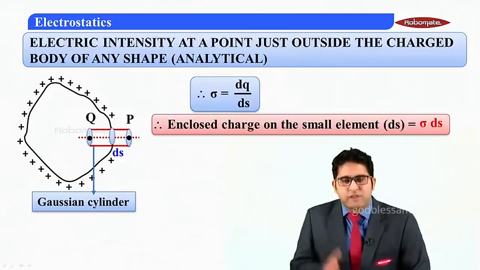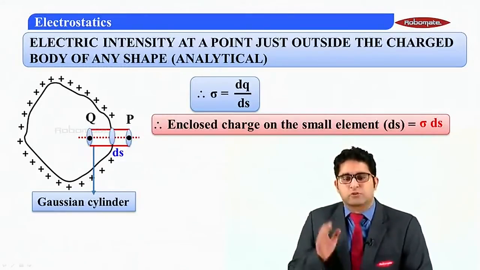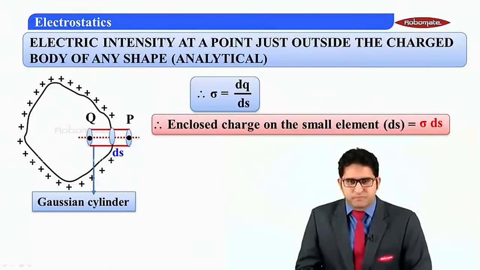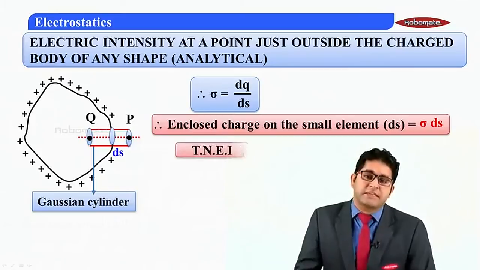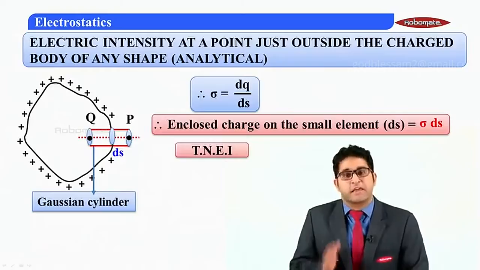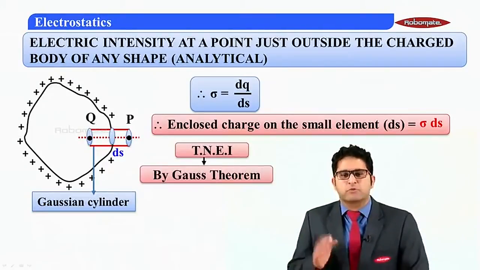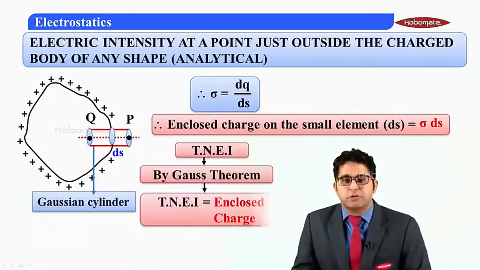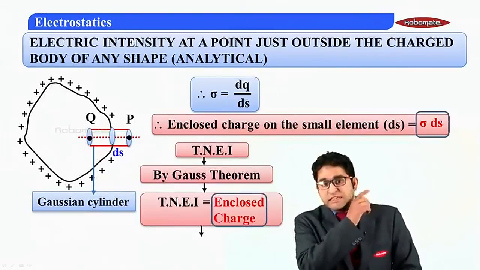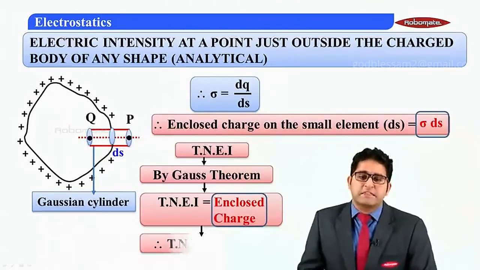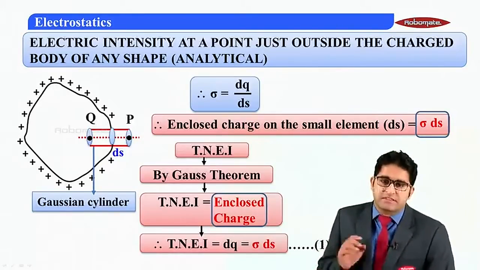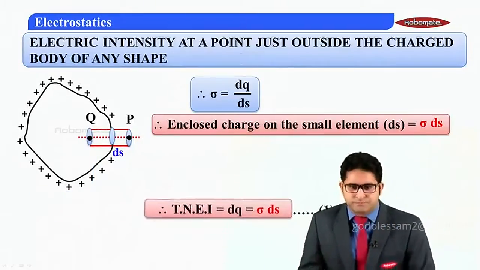Now then after this we have found out the value of enclosed charge. So the value of enclosed charge, it is equal to dq, and the value of dq is nothing but sigma ds, right? Now let us move further and let us calculate TNEI, that is total normal electric induction. Now firstly we will be calculating TNEI by Gauss theorem, and according to Gauss theorem, total normal electric induction, it is equal to enclosed charge, right? So what is the value of enclosed charge? See, the enclosed charge, it is equal to sigma ds. So therefore TNEI, it is equal to dq and it is equal to sigma ds, and we have called this as equation number 1, right?